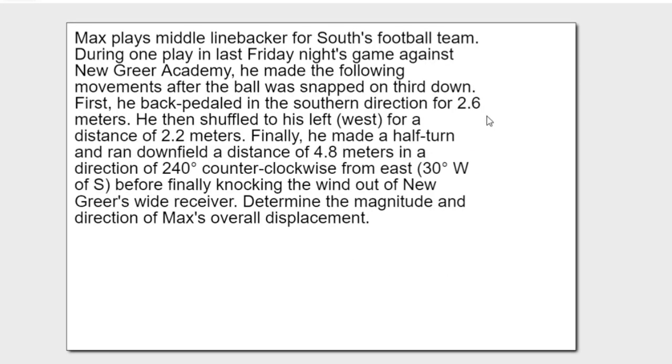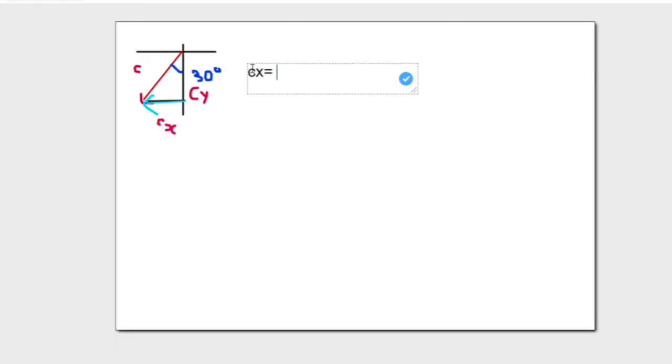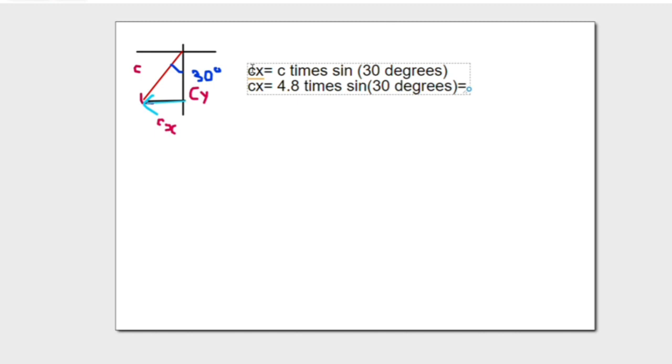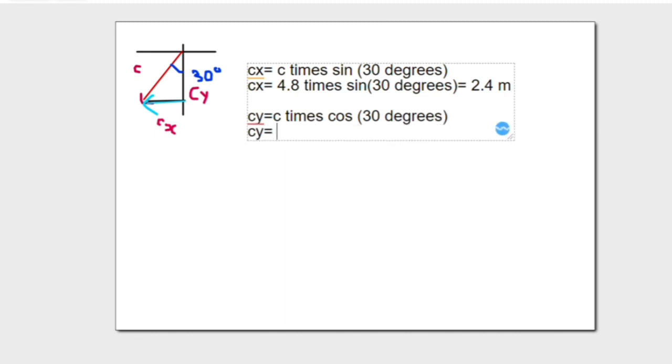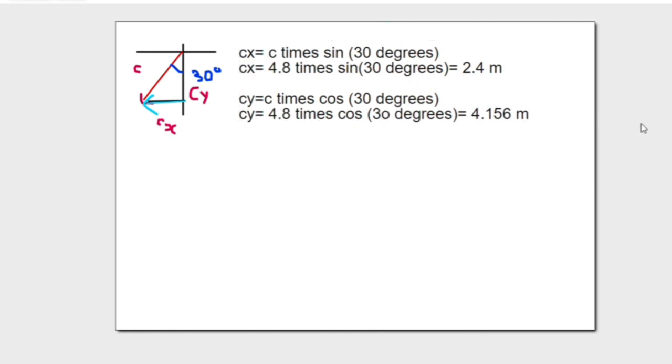Example 3. The three vectors have been labeled as vectors A, B, and C. The resultant is the vector sum of these three vectors. The process of vector resolution involves using the magnitude and the sine and cosine functions to determine the x and y components of a vector. To solve Cx, you multiply C times sine 30 degrees, and for Cy, C times cos 30 degrees. For Cx, the answer you would get would be 2.4 meters, and Cy, 4.156 meters.